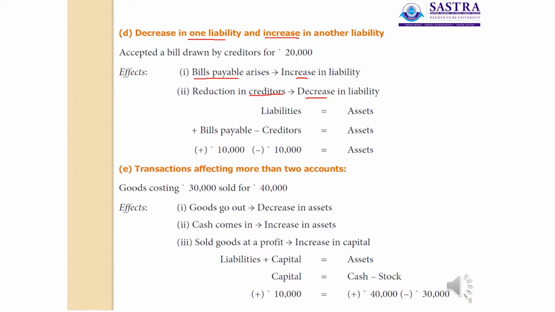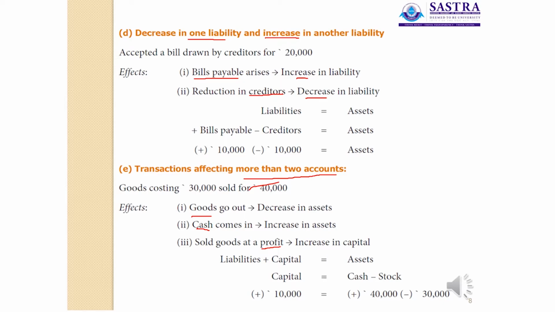Then the next one is a transaction affecting more than 2 accounts. Here goods costing rupees 30,000 are sold for rupees 40,000. What are the effects of the transaction? There are 3 accounts involved here. One is goods, that is stock, another one is cash, and another one is profit.